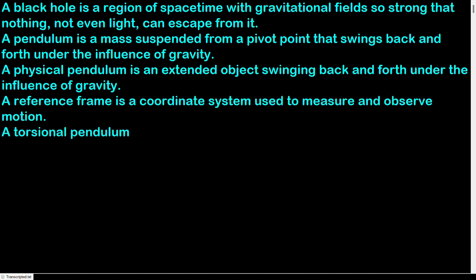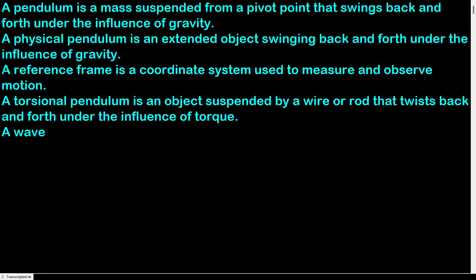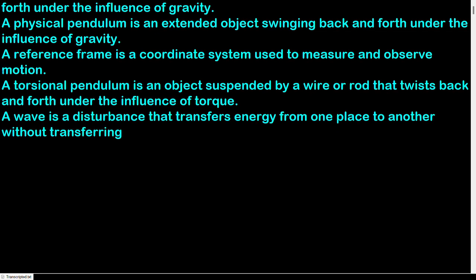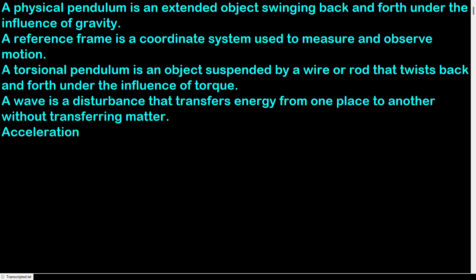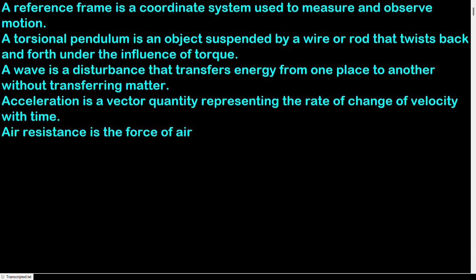A torsional pendulum is an object suspended by a wire or rod that twists back and forth under the influence of torque. A wave is a disturbance that transfers energy from one place to another without transferring matter. Acceleration is a vector quantity representing the rate of change of velocity with time. Air resistance is the force of air opposing the motion of an object through it.